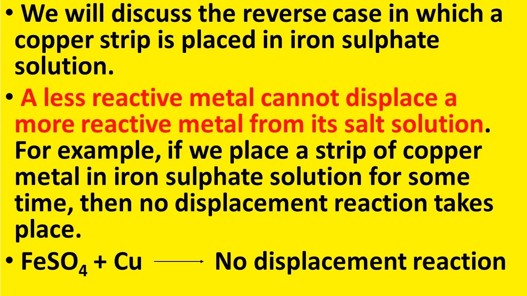For example, if we place a strip of copper metal in iron sulfate solution for some time, then no displacement reaction takes place. So we can represent it as FeSO4 plus Cu gives no reaction. That is, no displacement reaction takes place. What is the reason? Here iron is more reactive and is in the salt solution. Copper is less reactive. Therefore, copper cannot displace iron from its salt solution, iron sulfate.